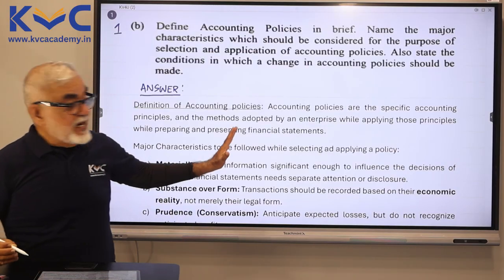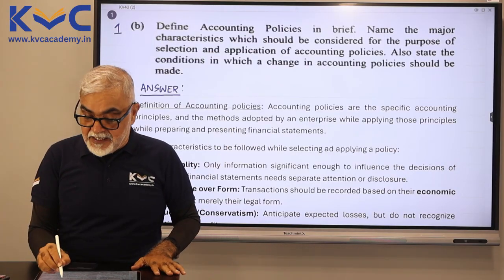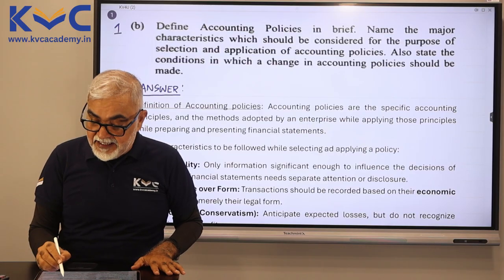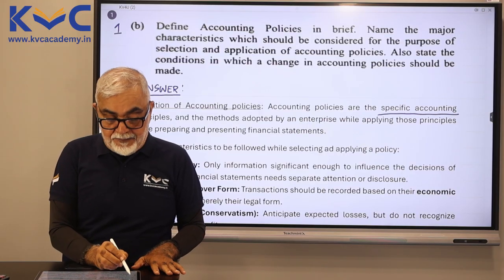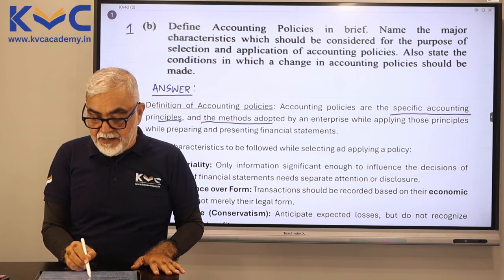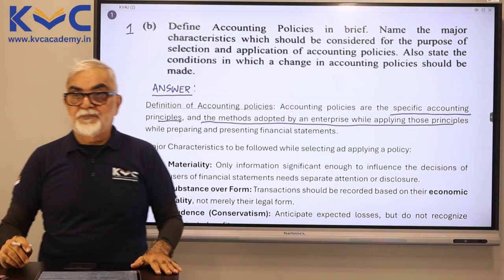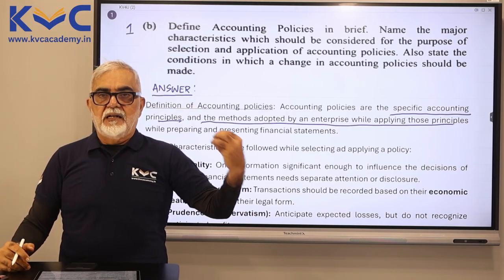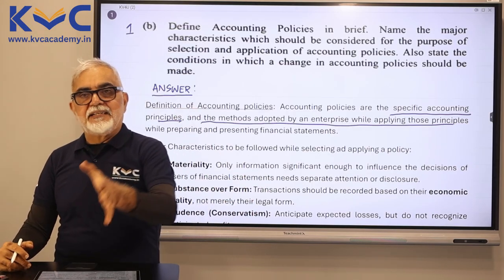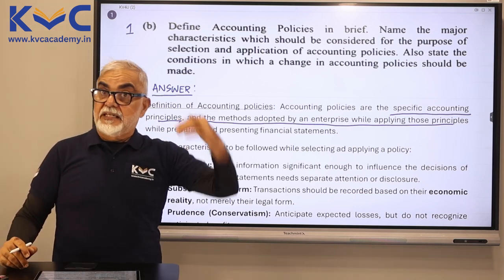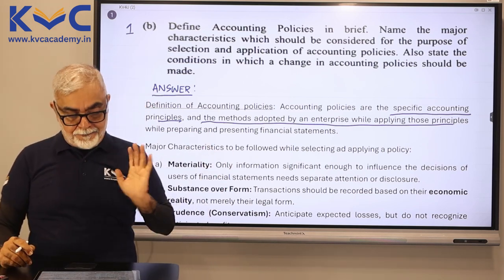The definition I've given is nothing but specific accounting principles. It says specific accounting principles and the method of applying those principles becomes a policy. We are having a policy of charging depreciation by using the written down value method. It's a depreciation policy.